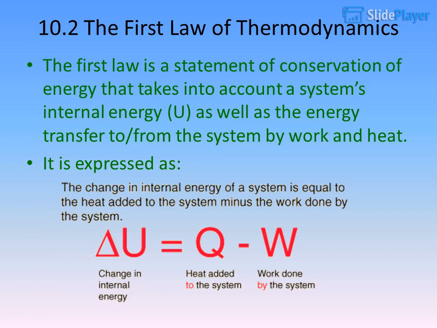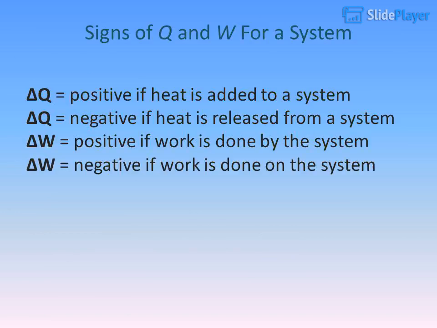10.2 The first law of thermodynamics. The first law is a statement of conservation of energy that takes into account a system's internal energy, U, as well as the energy transfer to or from the system by work and heat. It is expressed as delta U equals Q minus W. Signs of Q and W for a system: Q is positive if heat is added to a system. Q is negative if heat is released from a system. W is positive if work is done by the system. W is negative if work is done on the system.